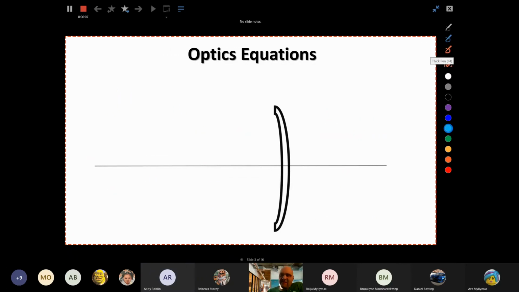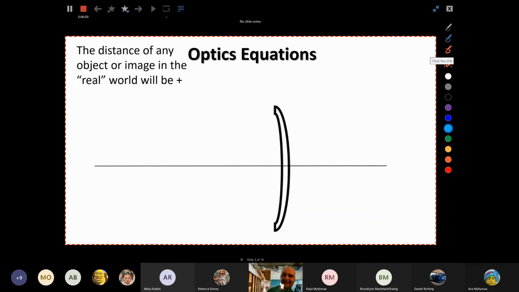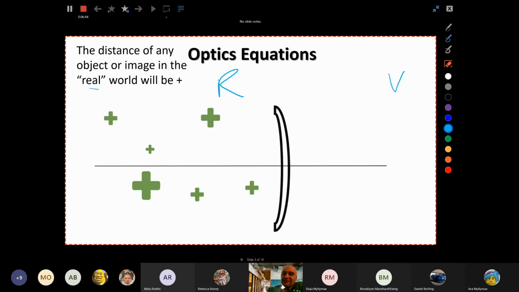Okay, so this one's distance now. The distance of any object or image will be positive in the real world. So here's our real world, right? It doesn't matter if the object is above or below the principal axis. It's always going to be above, frankly. We don't ever have objects that are starting downward, but you could have an image that would be down. Anyway, the point is that anything on the left side, the real side, is positive. And I'm sure you've already jumped to the conclusion that anything that's virtual is going to have a negative value.